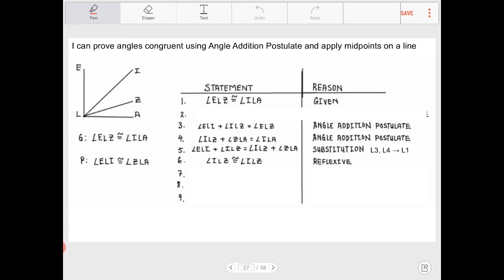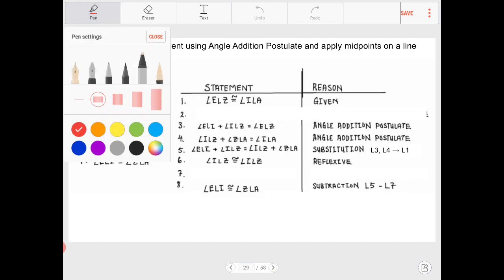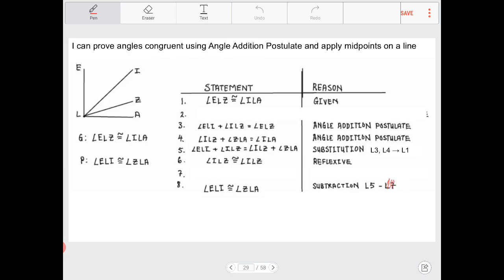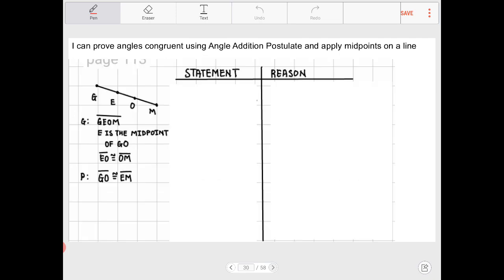I can then subtract lines 5 and 6 together. And if I do, I'll end up with ELI is equal to ZLA. And that's because I am subtracting lines 5 and 6. This should say line 6. My apologies. And that's the conclusion to this problem. All right.